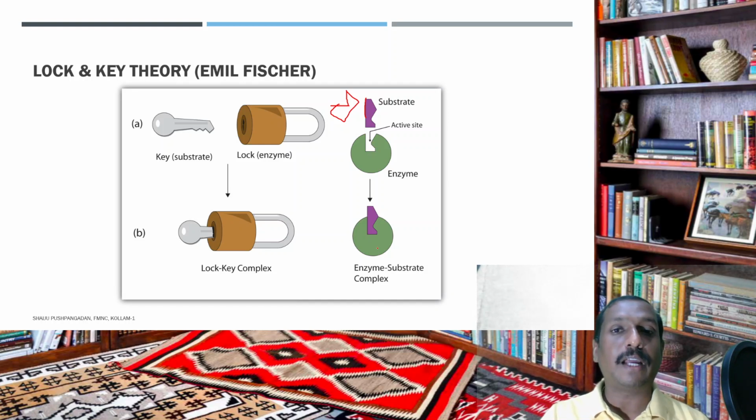So this is a theory to explain the mechanism of enzyme action proposed by Michaelis-Menten. And according to this theory, the mode of enzyme action is just like the operation of a lock and a key. The key can be compared with the substrate, and the lock can be compared with the enzyme. Only a right key can open a particular lock. Just like that, only a specific substrate with a defined structural conformation can bind with the active site of the enzyme, forming the enzyme substrate complex. So this is the concept behind the lock and key theory proposed by Emil Fischer.